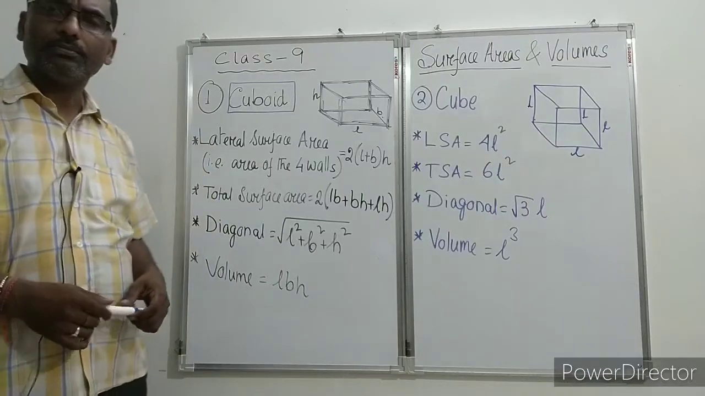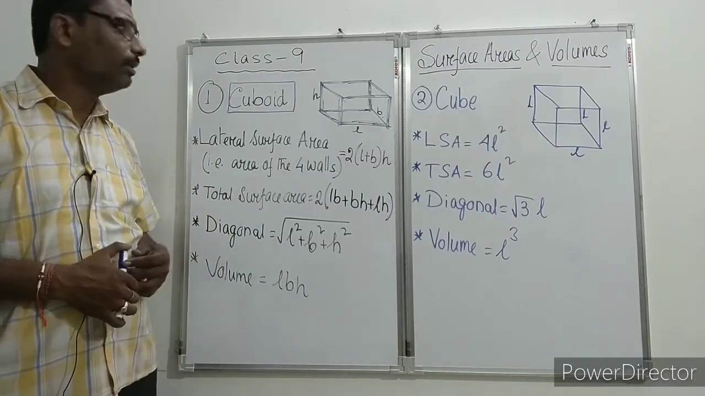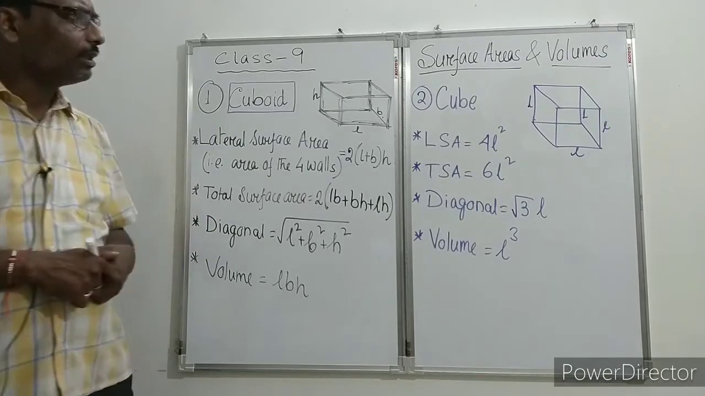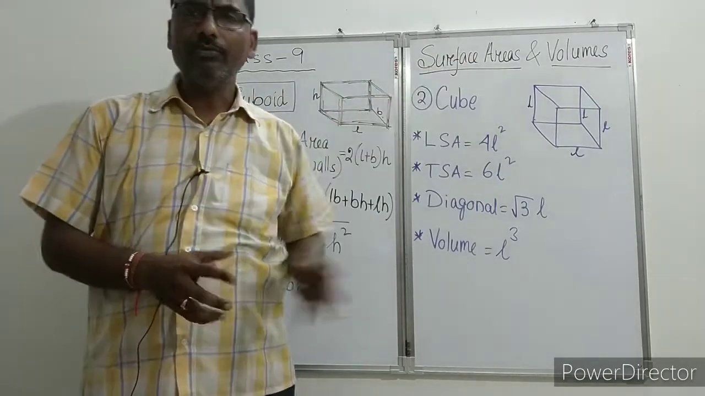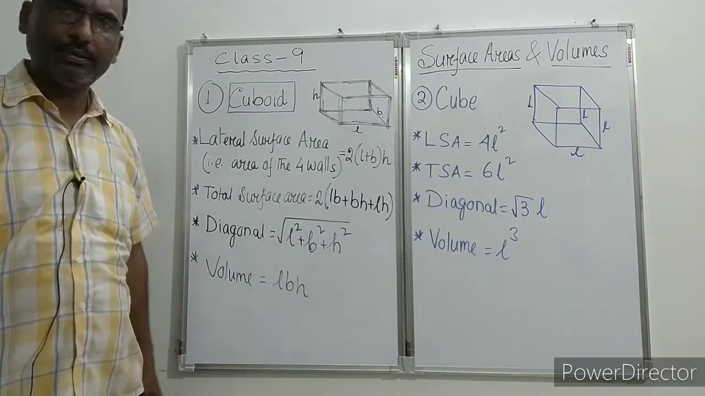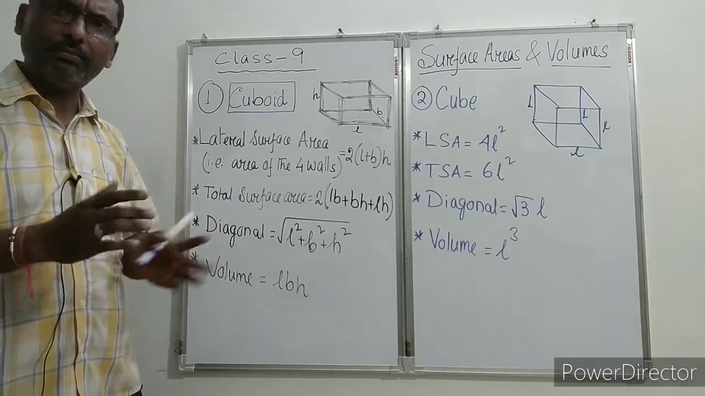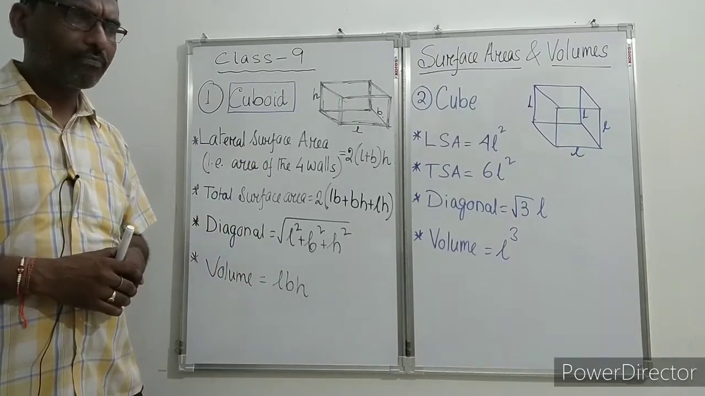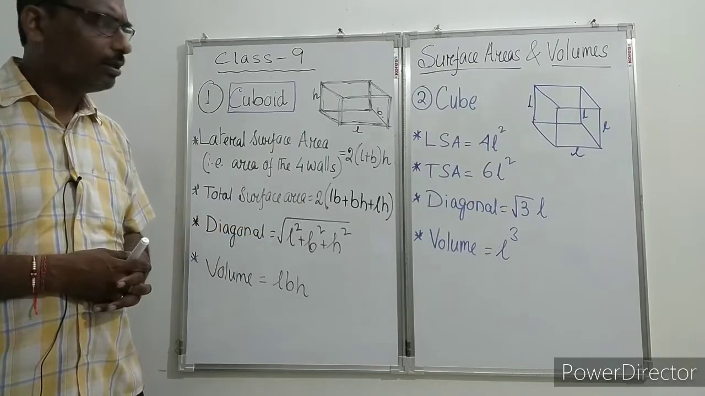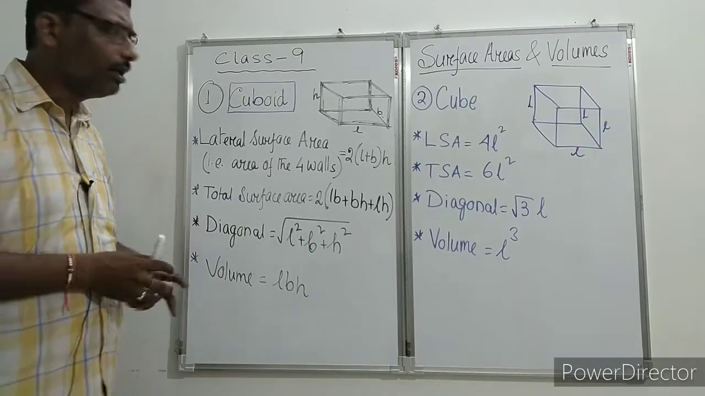So students, today in our general maths class of 9, we will start a new chapter, that is surface areas and volumes of some solid figures, three-dimensional figures. Three-dimensional means length, breadth, height. So there are several figures. So first of all, the cuboid.